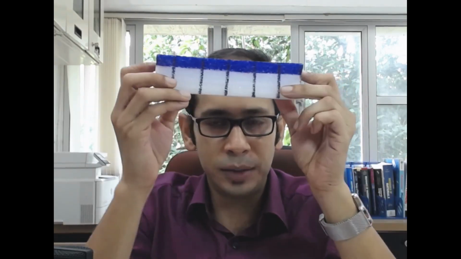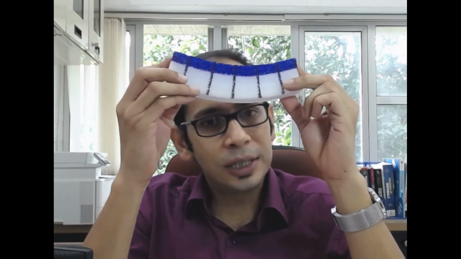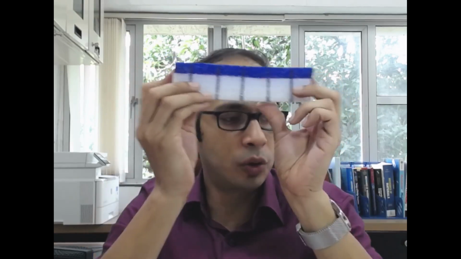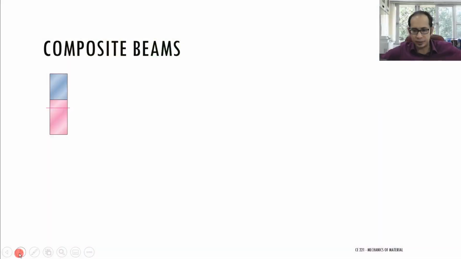So that essentially led us to the assumption that your strains are all linearly proportional to the distance from the neutral axis, right? So here also you see, if I take this beam, although it is made of two different materials, when I try to bend it, my straight line still remains straight. It does not warp or anything. So the assumption that plane sections remain plane still stays valid, and that consequently leads to the hypothesis that your strains again become proportional to the distance from the neutral axis, which is something like this that you see over here.